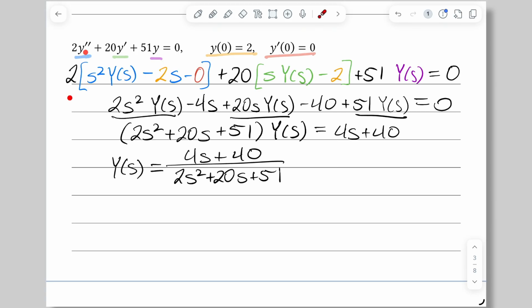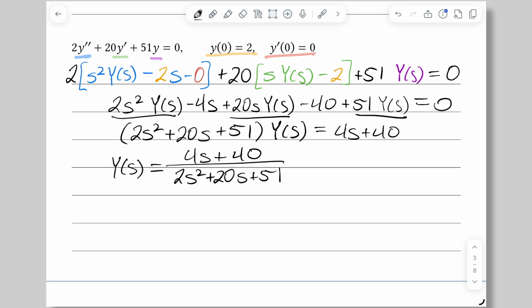We've got 2y double prime. That gives us 2 times the quantity s squared Y of s minus 2s minus 0, because we've substituted 2 in place of y of 0 and 0 in place of y prime of 0. Next term, 20y prime, gives us 20 times the quantity s times Y of s minus 2, again because we've substituted 2 in place of y of 0, plus 51 Y of s is equal to 0. I've distributed and collected like terms and then divided, giving us Y of s is equal to 4s plus 40 over 2s squared plus 20s plus 51.